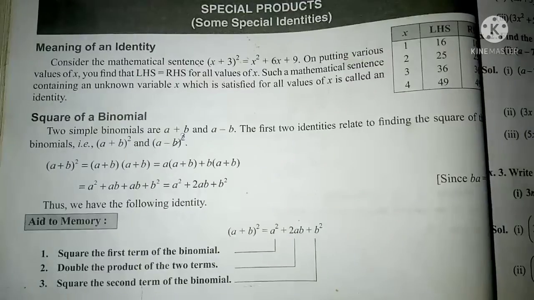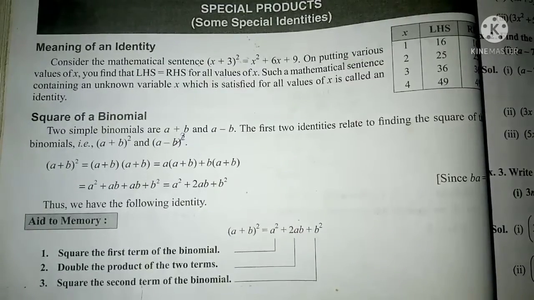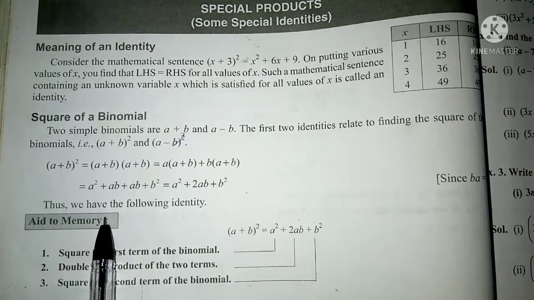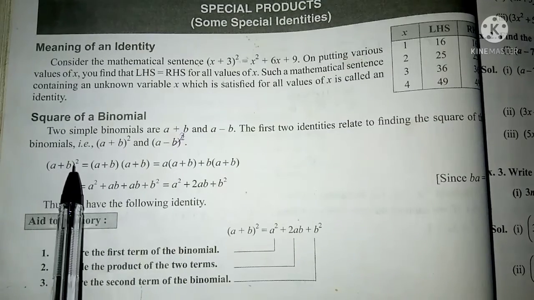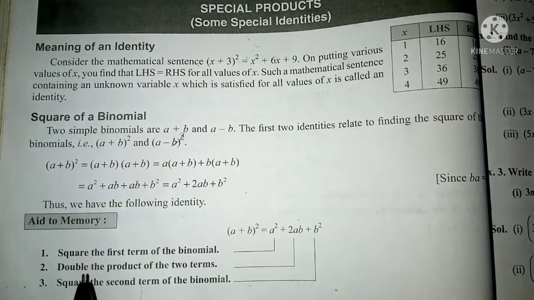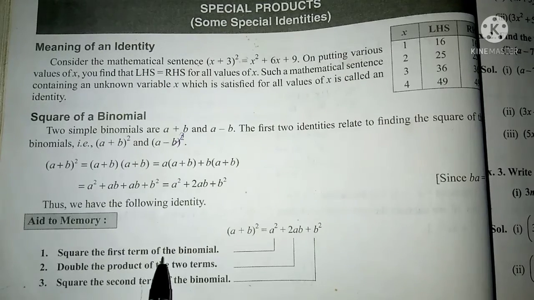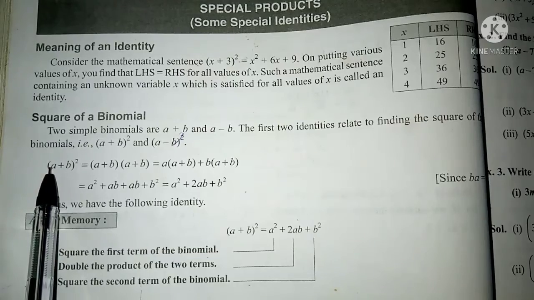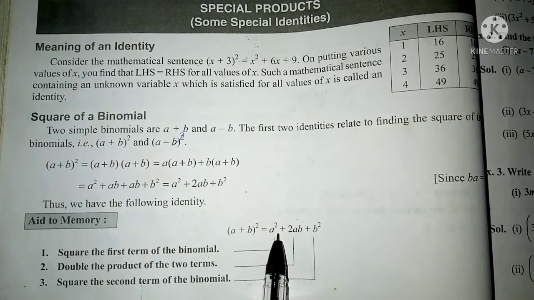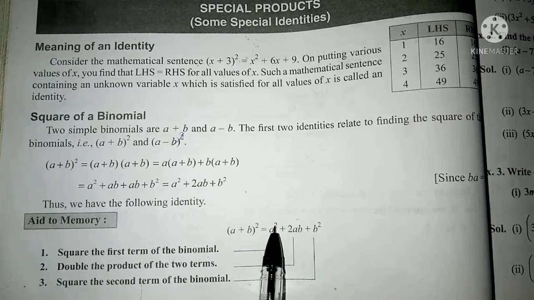Now see here, one thing is given to us, this is an aid to memory, that means how to remember this one. Whenever you are given a plus b whole square, you do one thing: square the first term of the binomial. Now what is the first term here? That is a, so a square, the square of the first term.